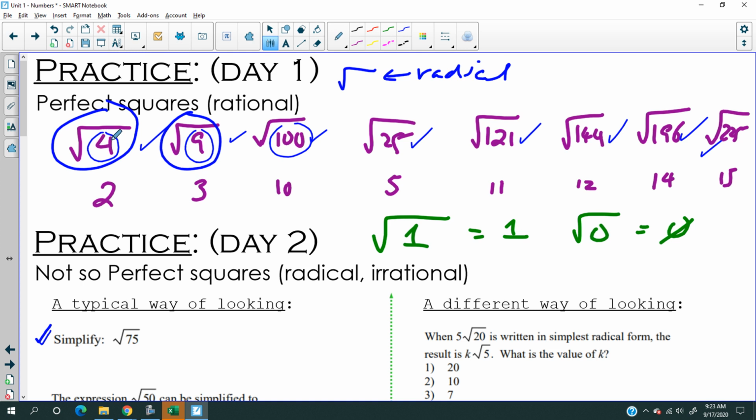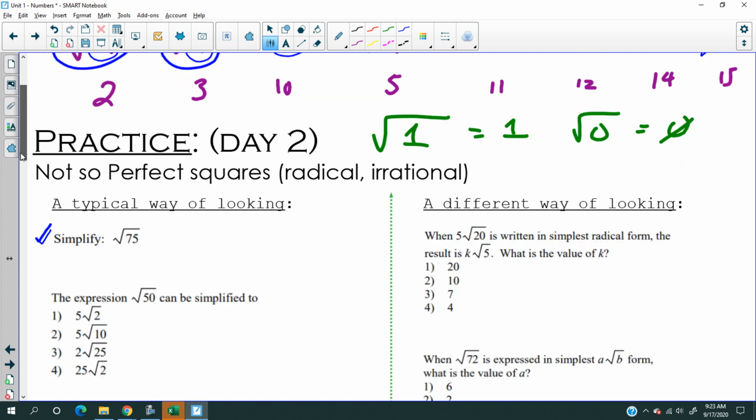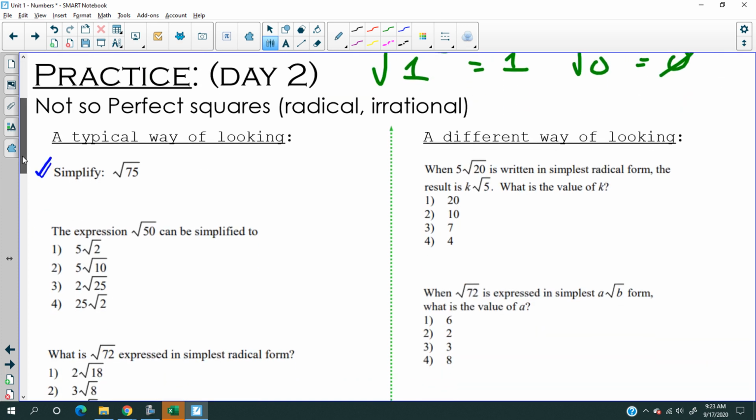Two identical numbers, when they multiply together, will give you the number that's inside. Those are called perfect squares, right? Today, we're not using perfect squares. So think of it like this.